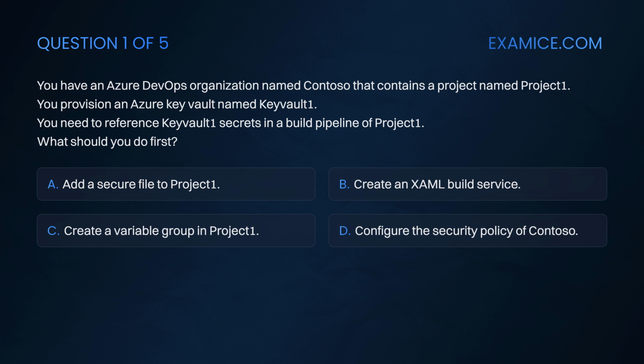Option A. Add a secure file to Project 1. Option B. Create an XAML build service. Option C. Create a variable group in Project 1. Option D. Configure the security policy of Contoso.